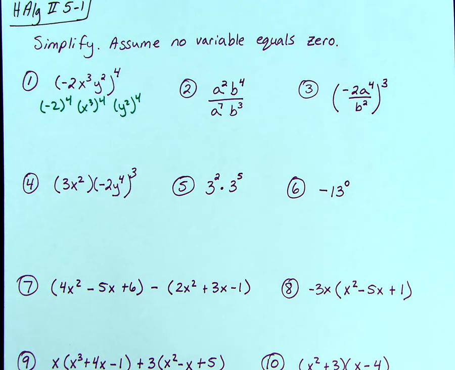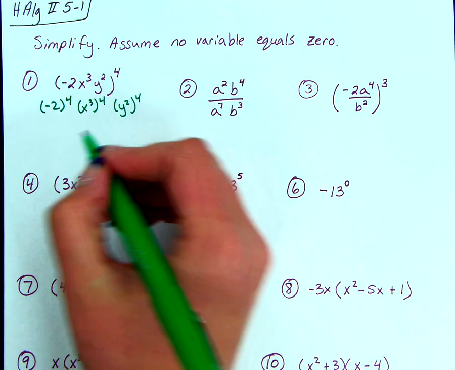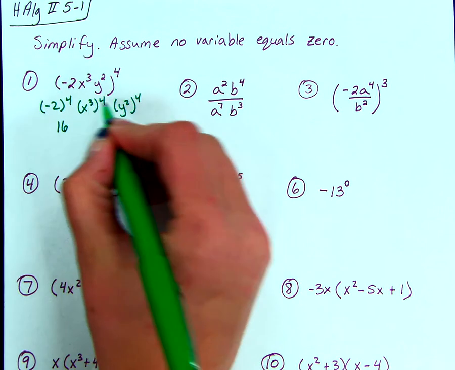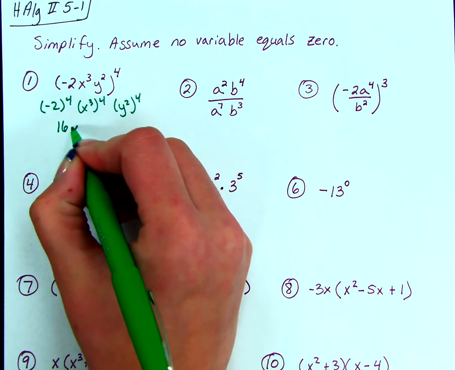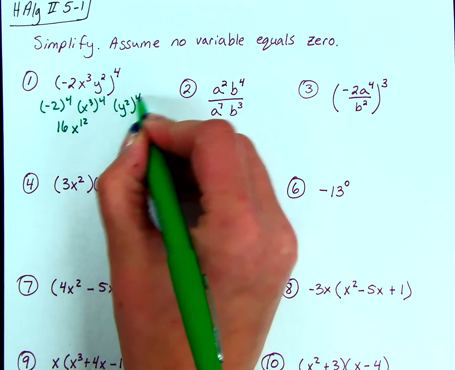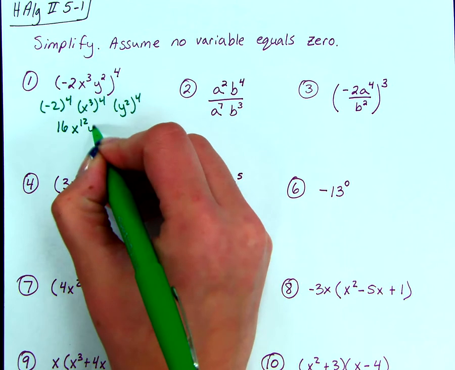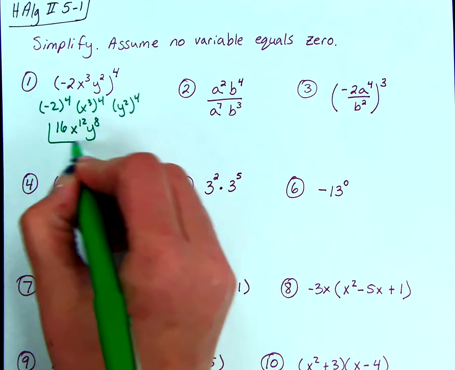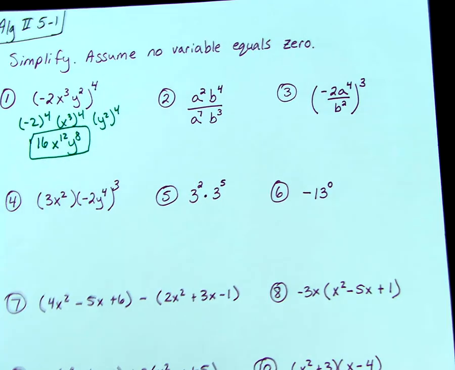So -2 times itself 4 times is going to be 16. And then here we're multiplying, so 3 times 4 is 12. And again multiplying, so 2 times 4 is 8. So this would be our final simplified answer.